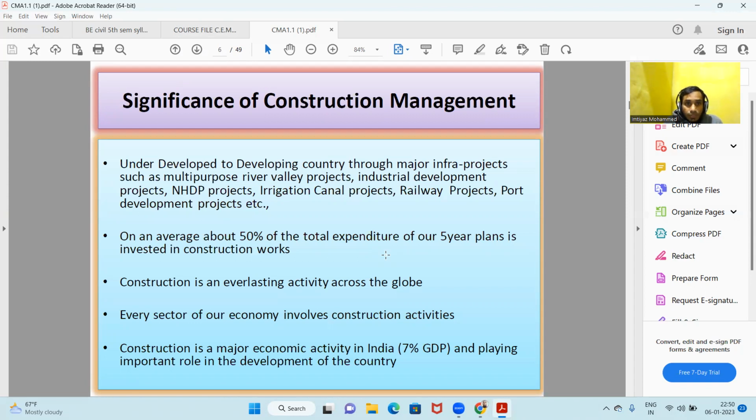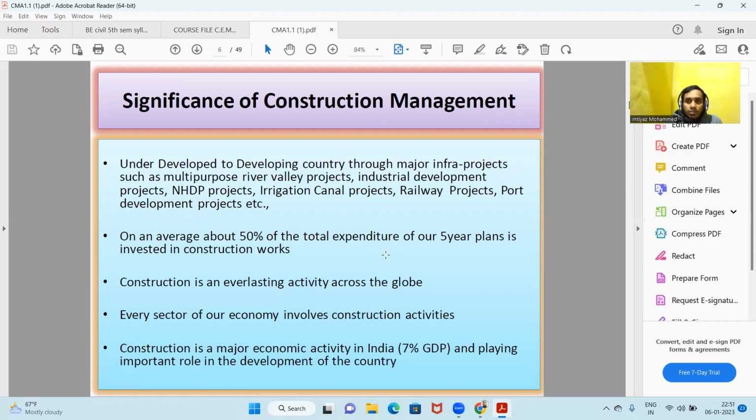We are having these major infra projects such as multipurpose river valley projects, irrigation canal projects, and so on. You cannot achieve these projects without proper planning, and this proper planning is dealt with in construction management. You can also see that 50% of our total expenditure of five-year plans is invested in construction works. Construction is an everlasting activity across the globe. If you look at any nook and corner of a country, you would certainly find construction work happening. Moreover, every sector of our economy will involve construction activities.